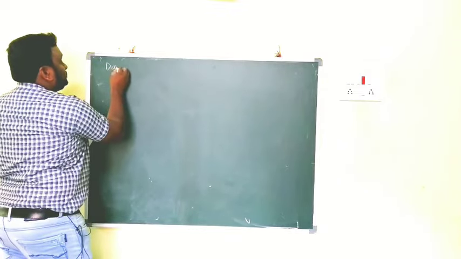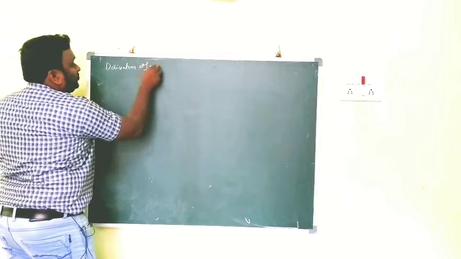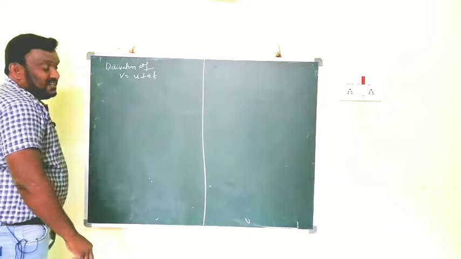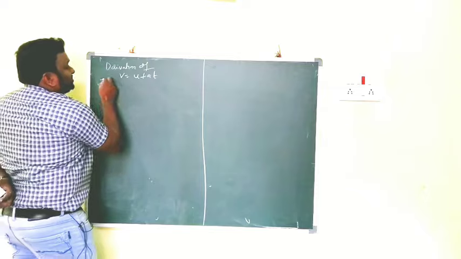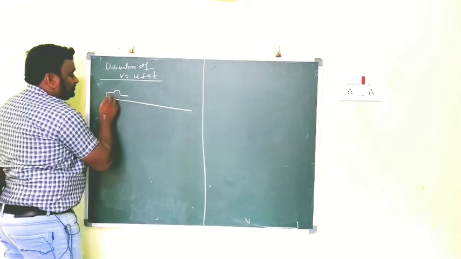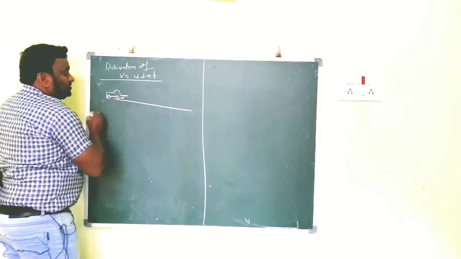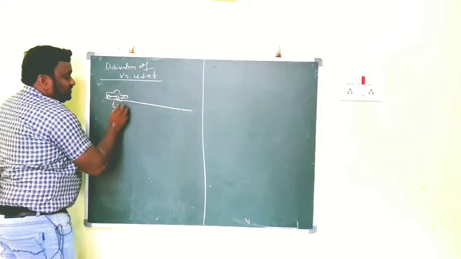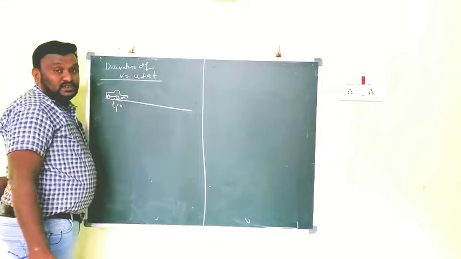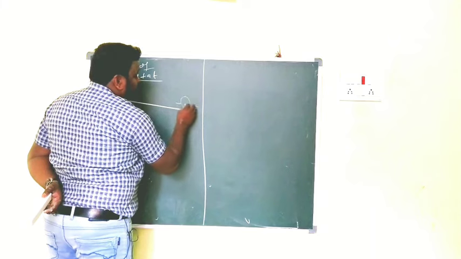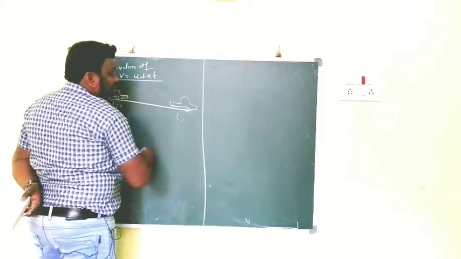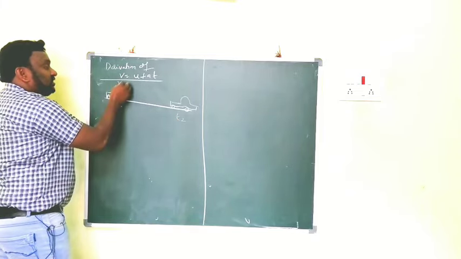First thing is the derivation of v equals u plus at. Clear, children? I am taking an example here. Here one car is there. The engine was started. Starting time is t equals zero. I am calling that t1. After some time, now I take this as t2. Clear?